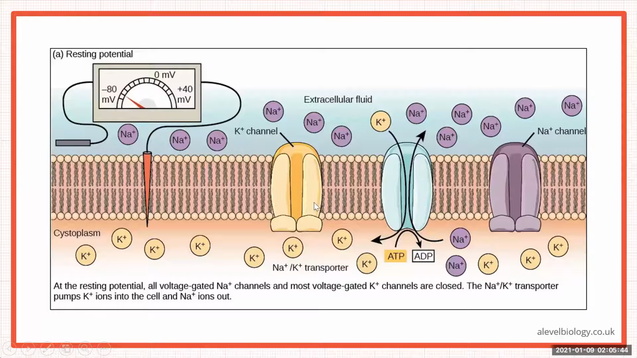You see here, these are the voltage gated channels, and they are closed. This is a voltage gated sodium channel, and it is closed. And look at this one, a voltage gated potassium channel, which is also closed. This is the sodium potassium pump, which is working hard right now to maintain this resting potential. As we just discussed, it sends 3 sodium ions out and at the same time brings in 2 potassium ions. So this is the resting potential, kept at around minus 70 millivolts.